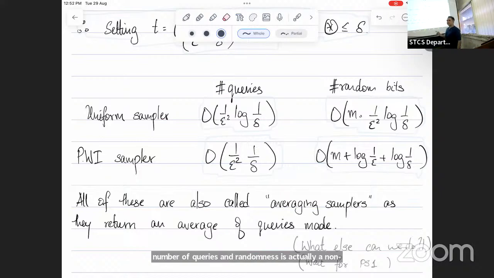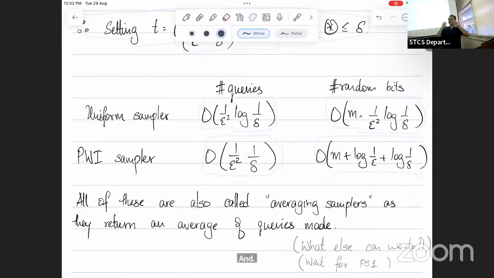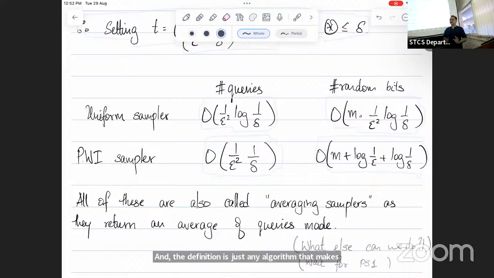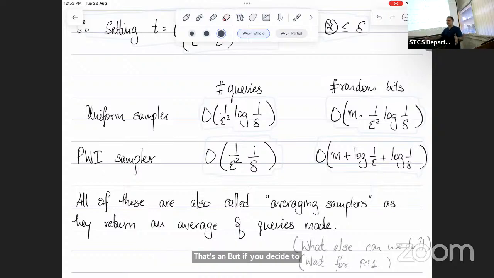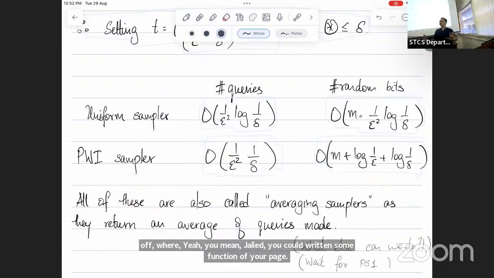What's the definition of an averaging sampler? The definition is just any algorithm that makes some bunch of queries, possibly correlated, and returns the empirical average as its output. But if you decide to make a bunch of queries and then carefully select a subset and return the empirical average only on that subset, then you're doing something more than just returning the average. In general, you could return some function of your queries. But an averaging sampler is one that just returns the average of the queries.